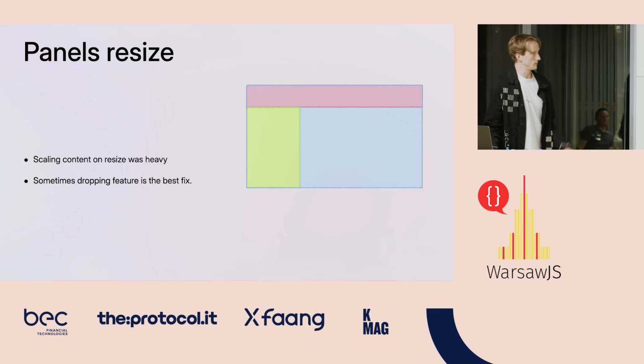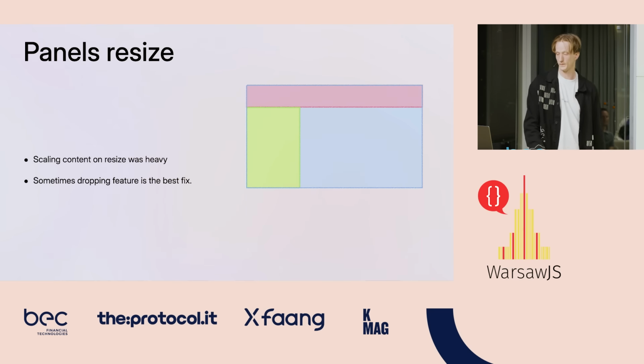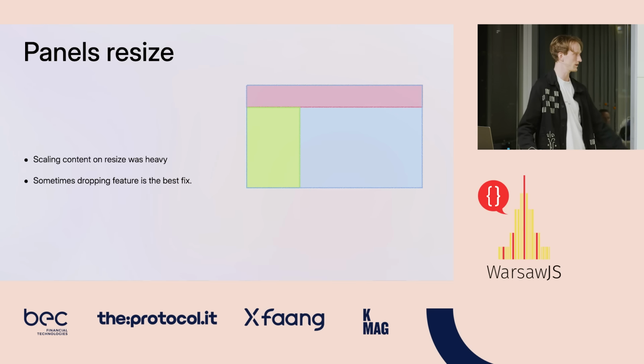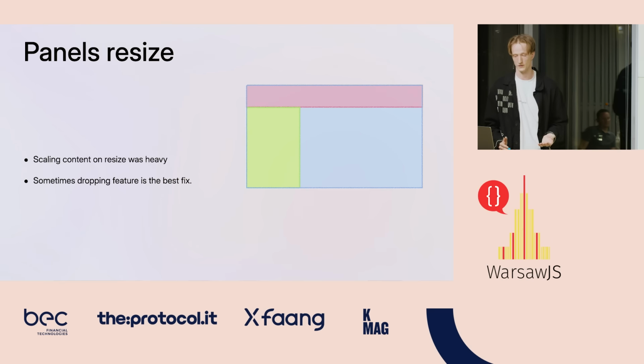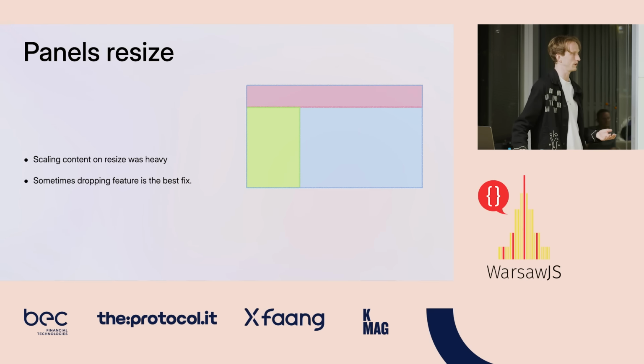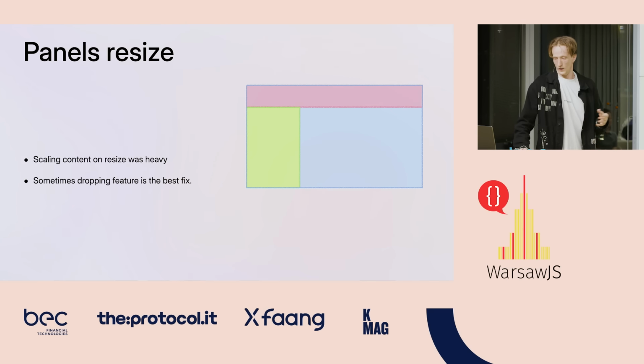Let's go to the next one, panels resize. So when there is a feature of resizing, you could drag this left panel and resize it. And what we were doing, once we start resizing, we were rescaling all the timeline body. We were recalculating all the collisions, all the item positions, and etc. And yeah, it's heavy. So the best solution to it is just stop doing it.